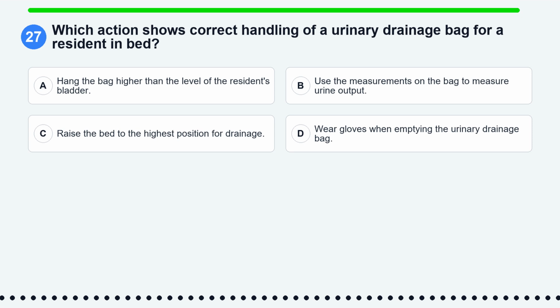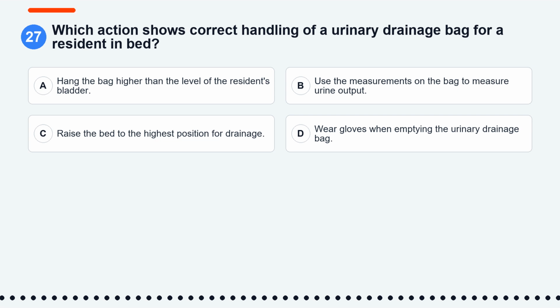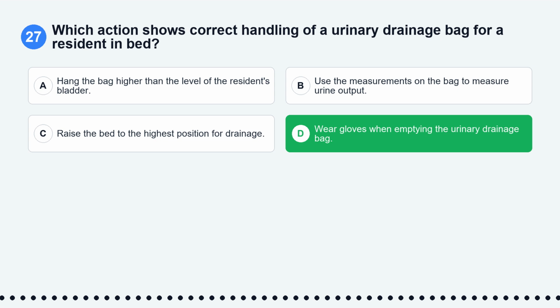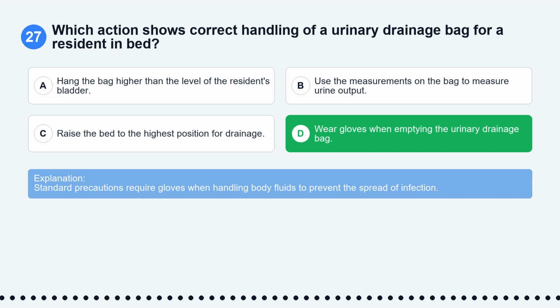Question 27. Which action shows correct handling of a urinary drainage bag for a resident in bed? Option A, hang the bag higher than the level of the resident's bladder. Option B, use the measurements on the bag to measure urine output. Option C, raise the bed to the highest position for drainage. Option D, wear gloves when emptying the urinary drainage bag. The correct answer is option D, wear gloves when emptying the urinary drainage bag. Standard precautions require gloves when handling body fluids to prevent the spread of infection.